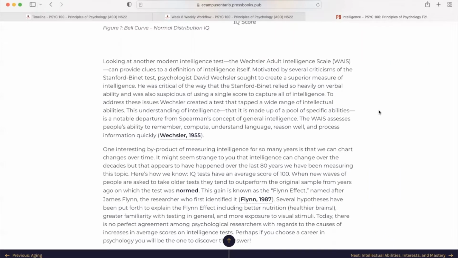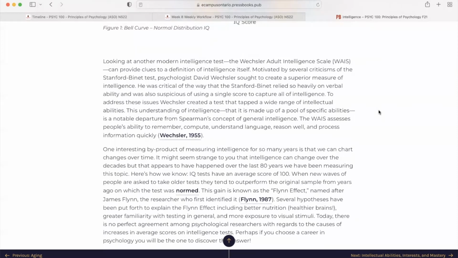To address these issues, Wechsler created a test that tapped a wide range of intellectual abilities. This understanding of intelligence as made up of a pool of specific abilities is a notable departure from Spearman's concept of general intelligence. The WAIS assesses people's ability to remember, compute, understand language, reason well, and process information quickly.